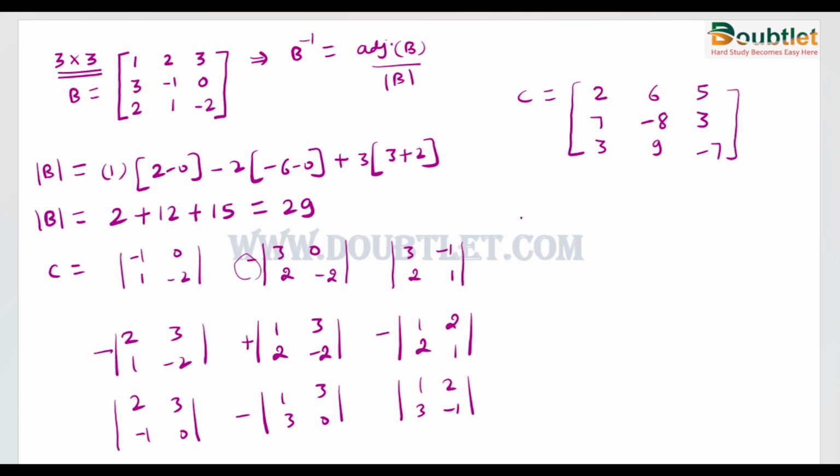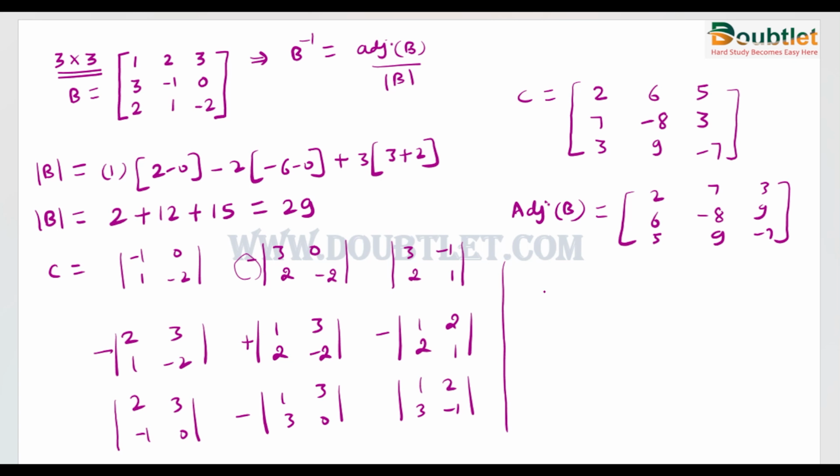And to find the adjoint of B, because this is the cofactor matrix, we need to take the transpose. So in taking the transpose, this will become 2, 6, 5, this would become 7, minus 8 and 9, and this would become 3, 9 and minus 7.